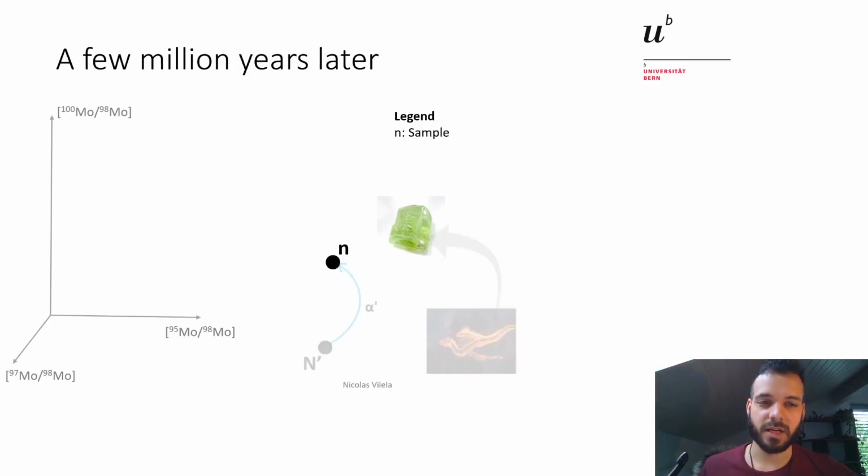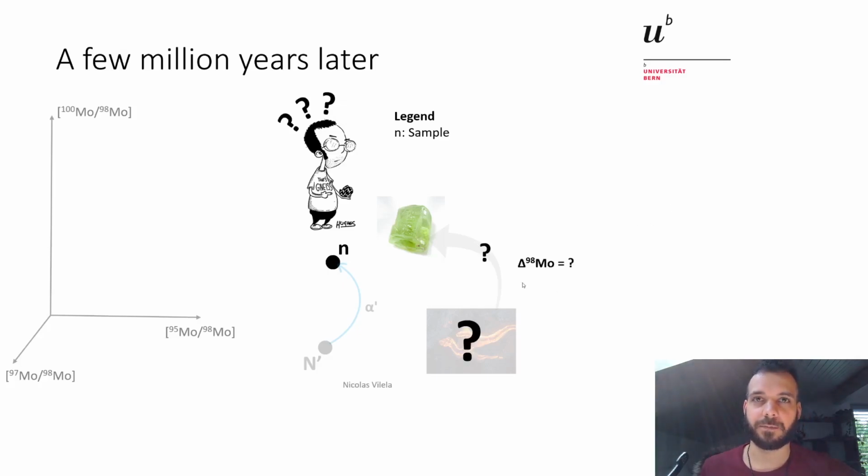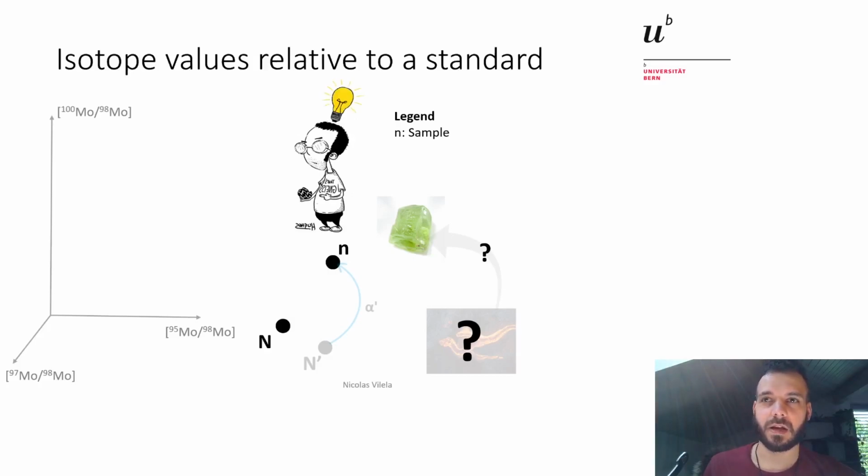Now, a few million years later, a geologist appears and takes a sample from this mineral. If he wants to trace back what this fractionation was from the melt, he will have a hard time because usually this path is lost in nature. So he needs to find another idea, and what he remembers is that he has a standard in his lab. Theoretically, what he could do is calculate what this fractionation path would be if he were to produce this mineral from his standard. This is something he can do with the very same equation that we saw earlier.